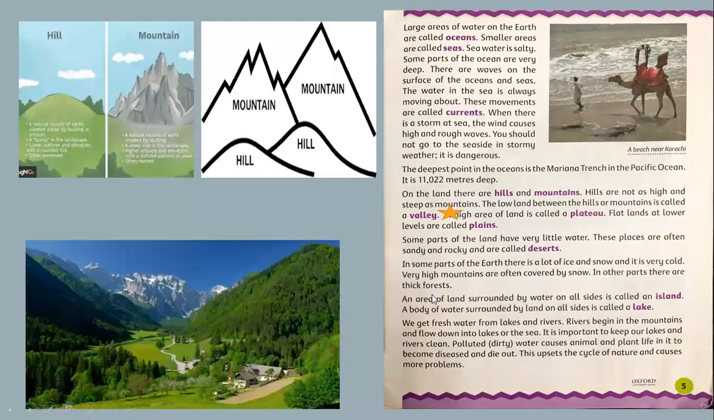Okay. Now, let's read more. On the land, there are hills and mountains. As we have seen before in the previous pictures, how high mountains are, and the highest mountain in the world is Mount Everest. But there is a difference between hills and mountains. Hills are not as high and steep as mountains.